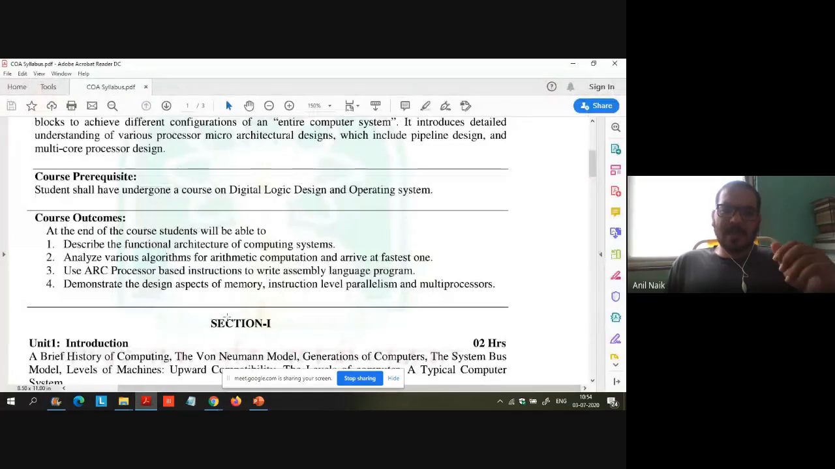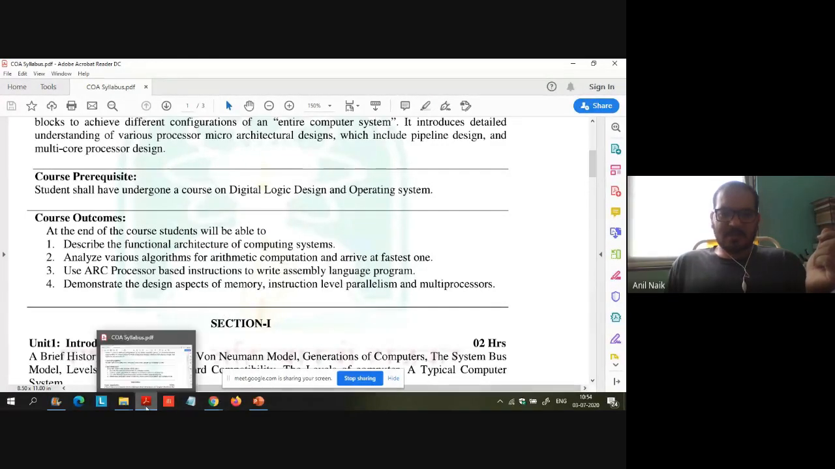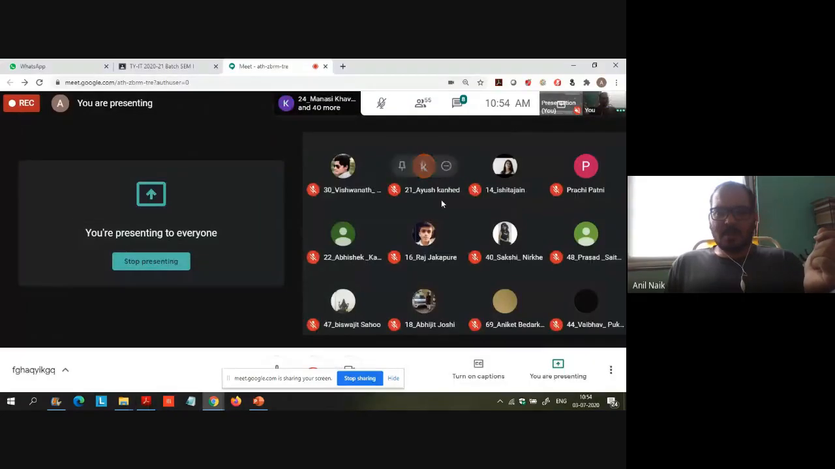Similar to that, ARC is one processor whose assembly language processor is a 32-bit processor, and you will demonstrate the design aspects of memory, instruction level parallelism, and multi-processors. These are the concepts that you will study in this subject.